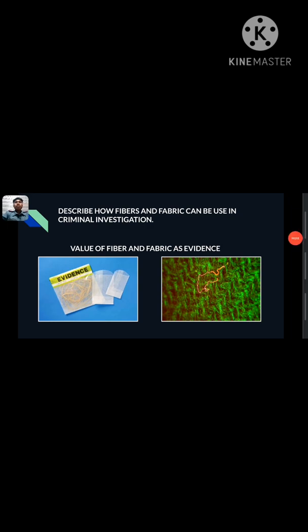Describe how fibers and fabric can be used in criminal investigation. The value of fiber and fabric as evidence. Sa pagko-collect ng fibers sa crime scene, ay gagamit tayo ng tweezer, tape, or vacuum. Ang pinaka-common sources ng transferred na fiber ay sa damit, drapes, rugs, sa furniture, at sa blankets. Several factors are taken into account when analyzing fiber evidence. Ito yung types ng fiber, the number of fibers present, yung color niya, kung paano na-transfer ang fiber at ang location ng fiber mula sa crime scene.